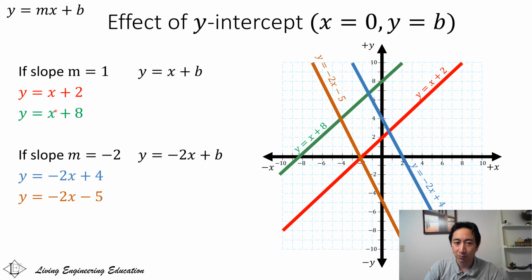So really important concepts here. When the slopes are the same, the lines are parallel if it's a linear equation. As you change the y-intercept, you're just shifting, offsetting the graph by that value.